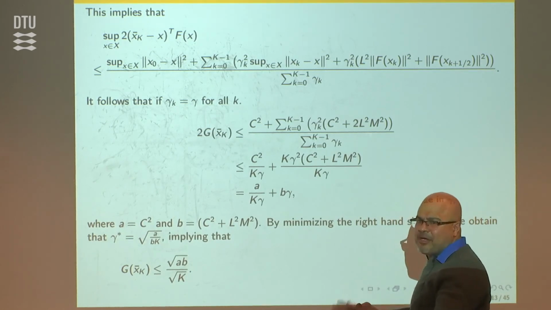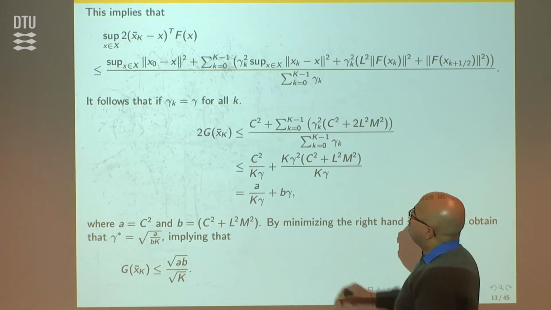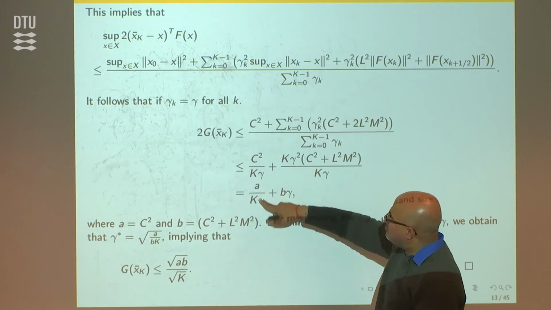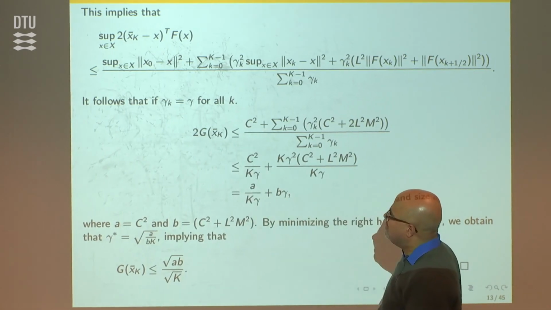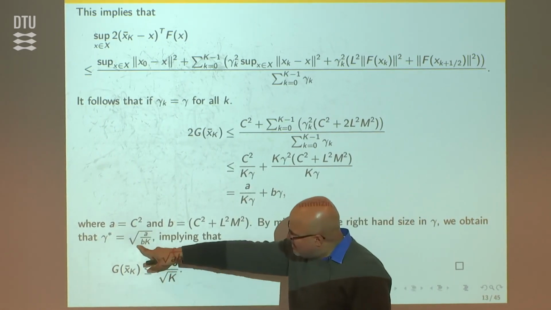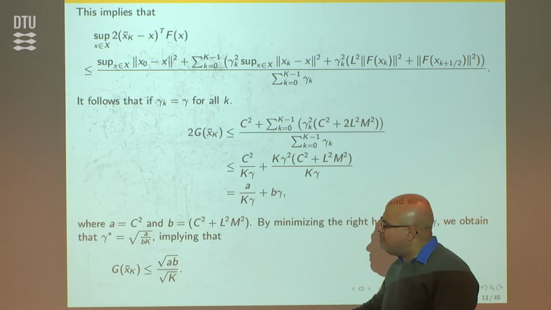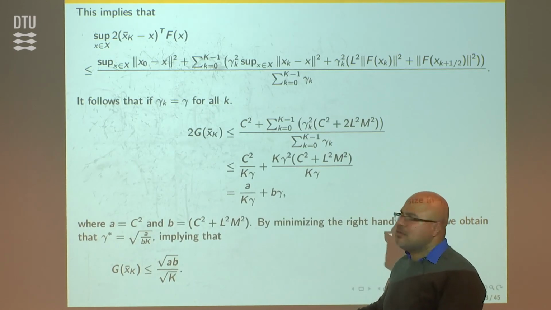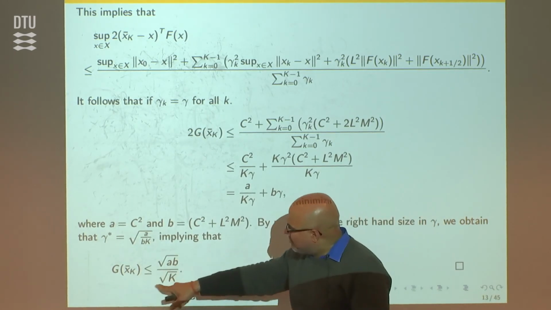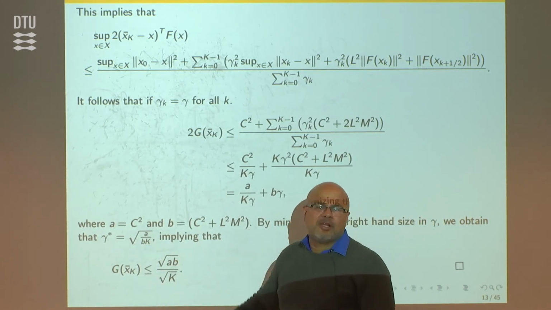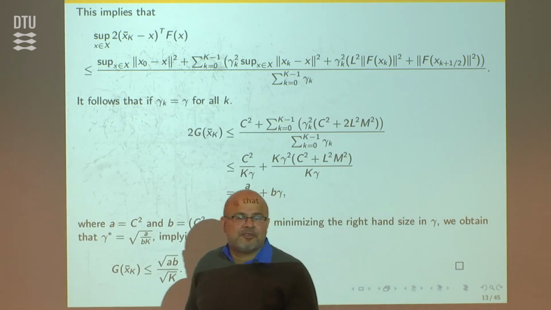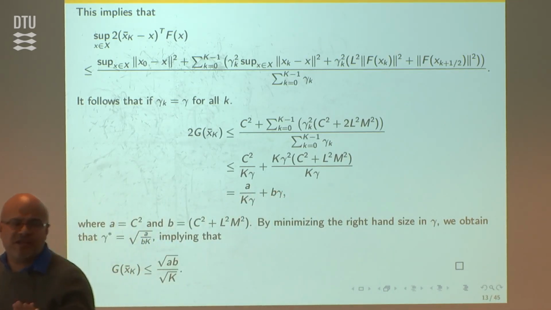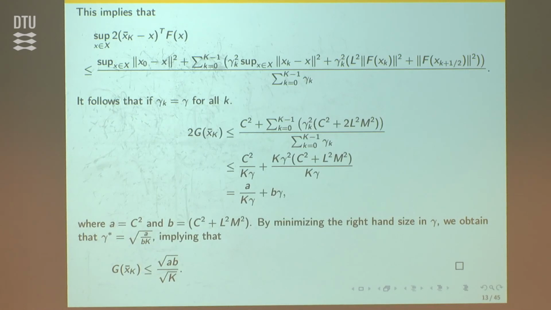So if I pick gamma k to be gamma, I get a over k gamma plus b gamma. So if I choose gamma as the square root of a over bk, by just minimizing this, just calculus, it turns out that the gap function diminishes at the rate of 1 over square root k. So that's the rate of convergence. And as k goes to infinity, the gap function goes to 0.